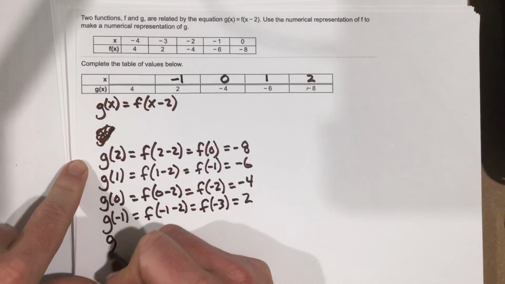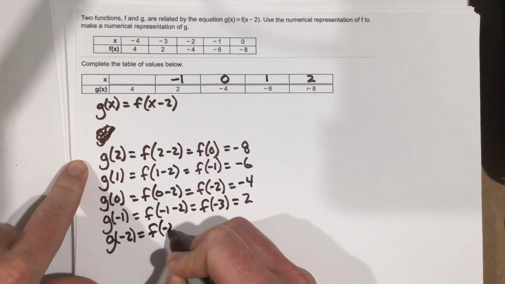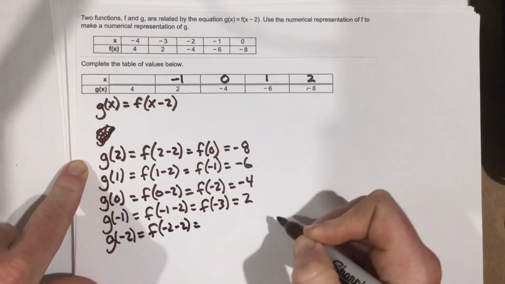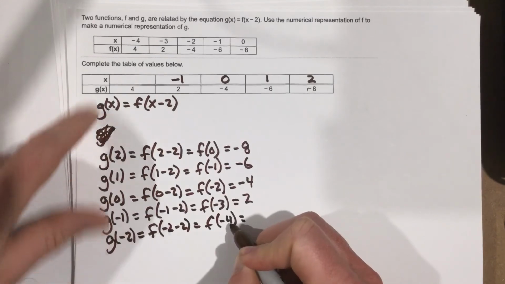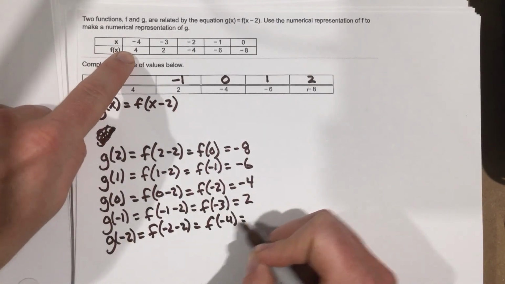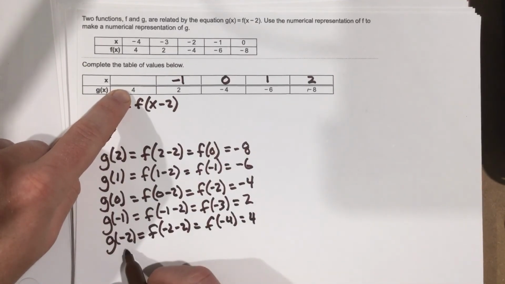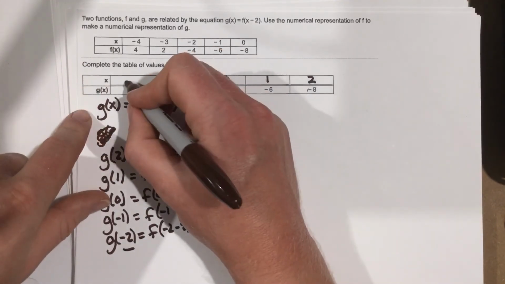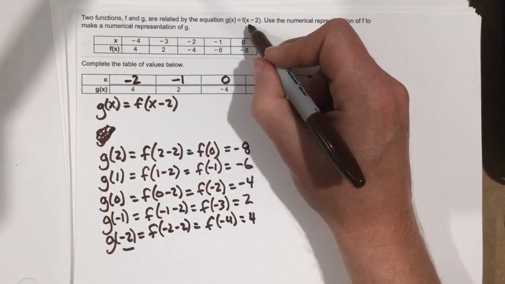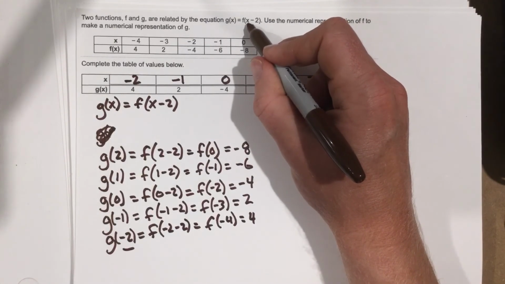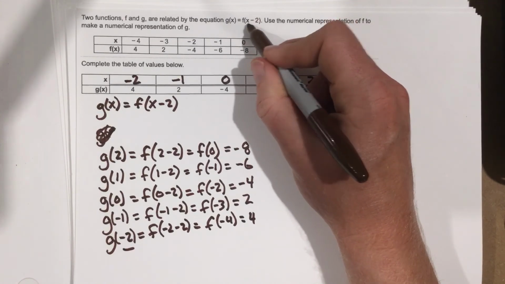And now we do g of negative 2. That's f of negative 2 minus 2, and that's f of negative 4. And we know f with an input of negative 4 is 4. But g is 4 with an input of negative 2. And so I hope you can see how you piece that together. This is just saying whatever our input is for x, we're going to subtract 2 from it before we input that into f.